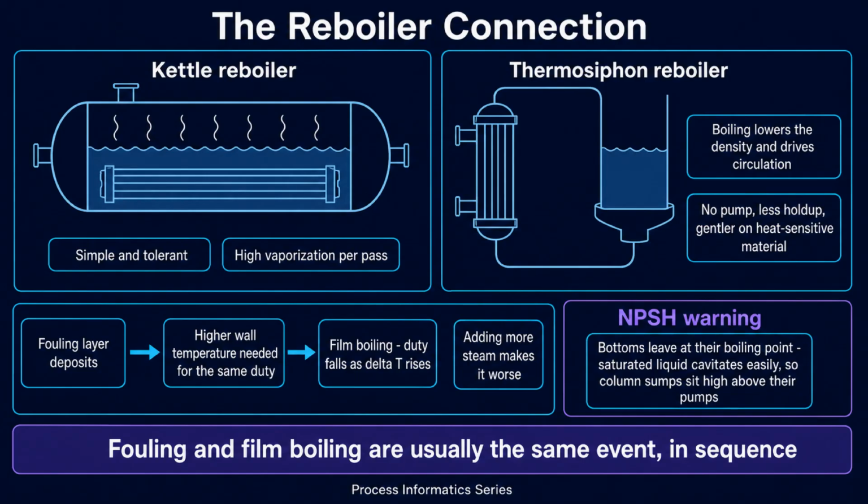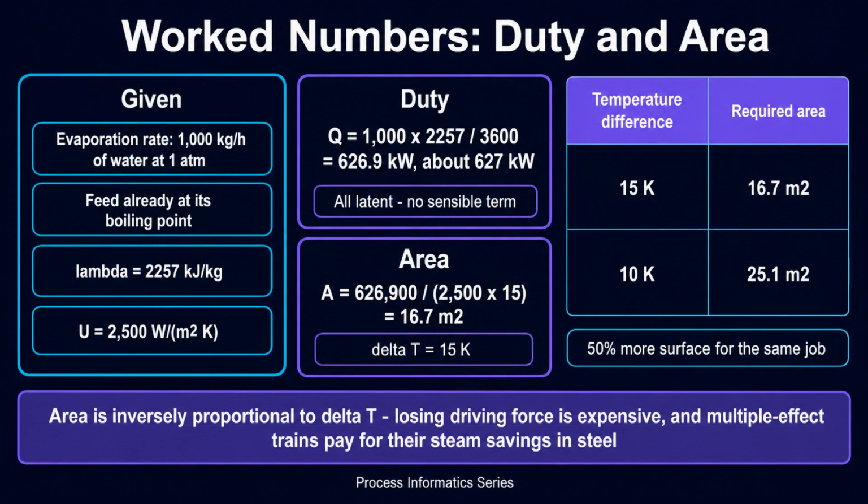Fluid mechanics sets the last constraint. Bottoms product leaves at its boiling point, a permanent net positive suction head risk, which is why column sumps sit high above their pumps. Let us put numbers on an evaporator.